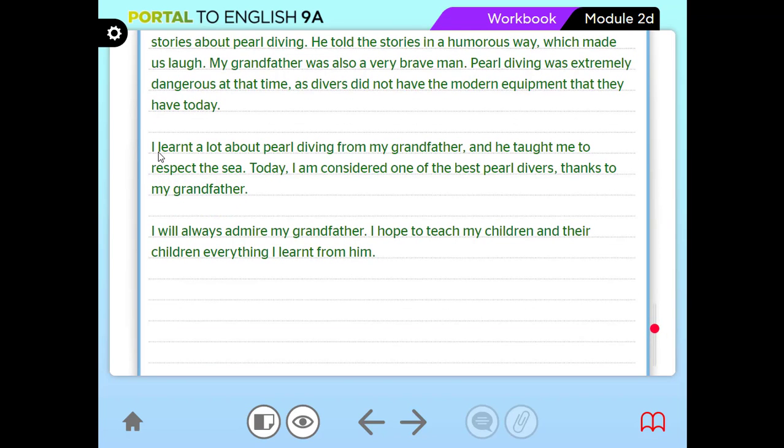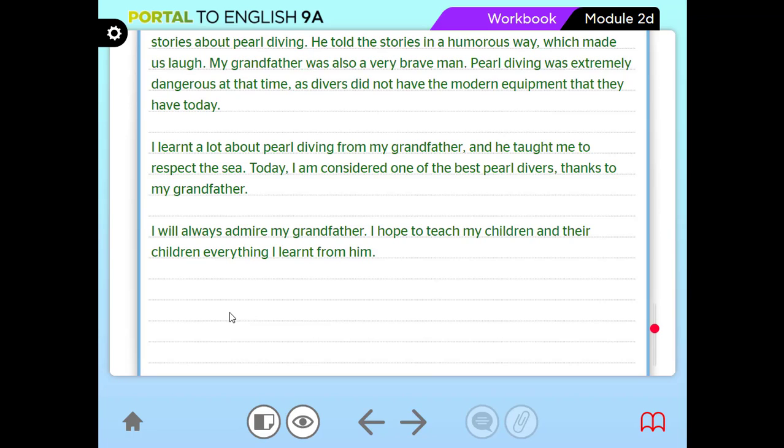Paragraph 3. I learned a lot about pearl diving from my grandfather, and he taught me to respect the sea. Today, I am considered one of the best pearl divers, thanks to my grandfather. Finally, to the 4th paragraph. I will always admire my grandfather. I hope to teach my children and their children everything I learned from him.